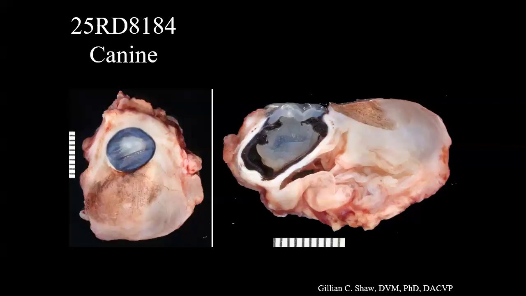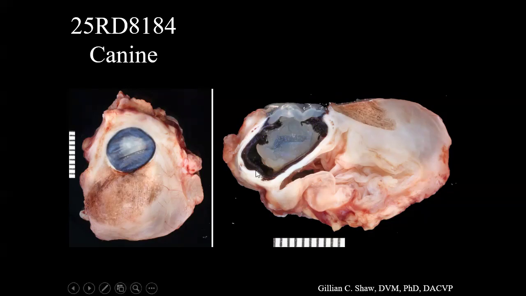Anyway, so we got the eye, and here it is. So there's the cornea, here's the globe. When we hemisected it, there was a fluid-filled soft cyst dorsal to the globe. The cyst was 2.5 by 1.7 by 1.5 millimeters. Sorry, centimeters.